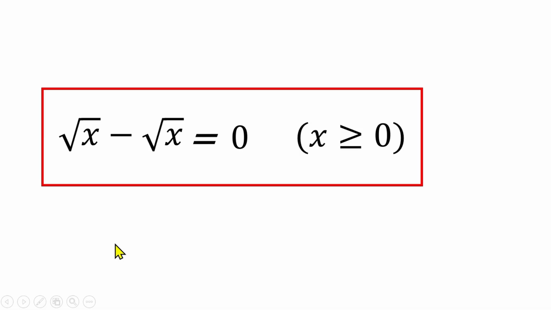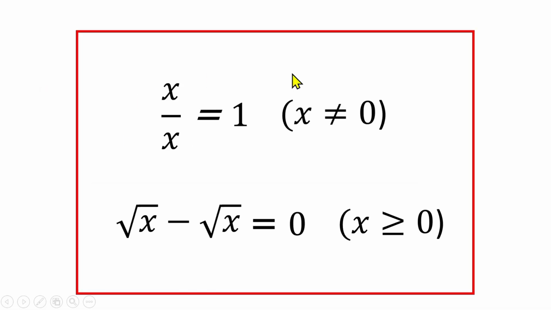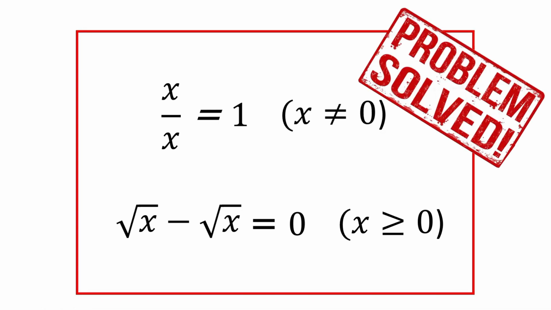Finally, the answer in our problem is: x over x equals this, and the difference of square roots equals this. The problem is solved completely. If you have another solution, please post your solution in the comment section and we will discuss it later.